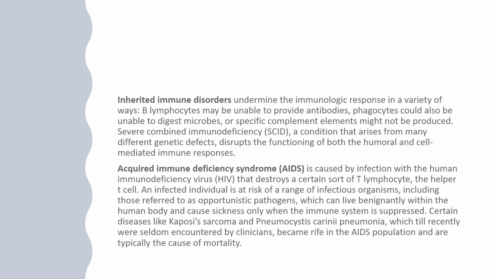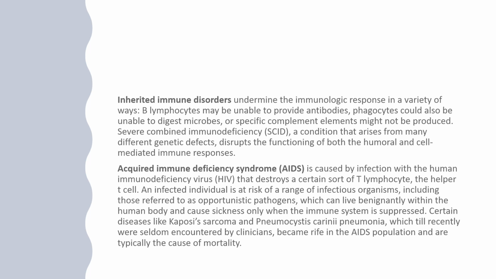Inherited immune disorders undermine the immunologic response in a variety of ways. B lymphocytes may be unable to provide antibodies. Phagocytes could also be unable to digest microbes, or specific complement elements might not be produced. Severe combined immunodeficiency, a condition that arises from many different genetic defects, disrupts the functioning of both the humoral and cell-mediated response.